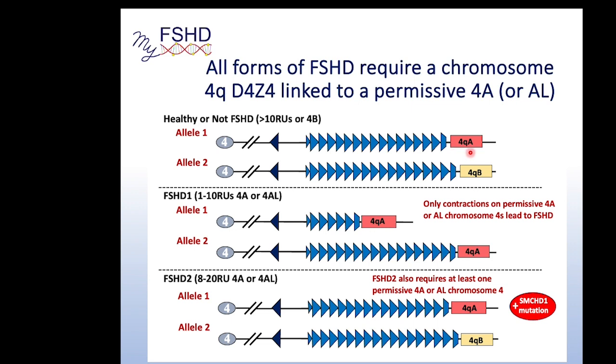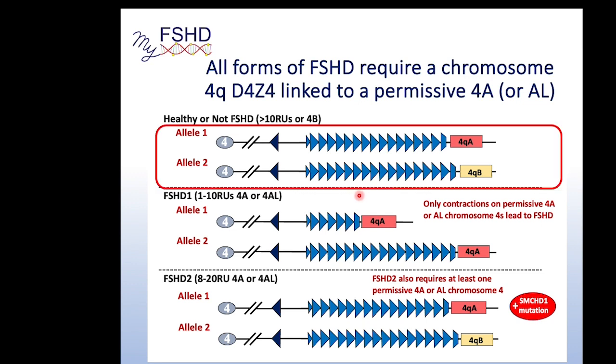So we consider this to be permissive for FSHD, where 4QB is non-permissive, because regardless of the other events that might happen in the region, if you're 4QB and you don't have the PAS, you're non-permissive, you can't develop FSHD. All right. So only contractions on chromosome 4 or 4AL or 4A 1 to 10, that's going to be FSHD1.